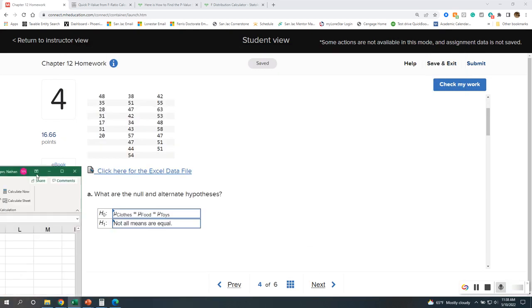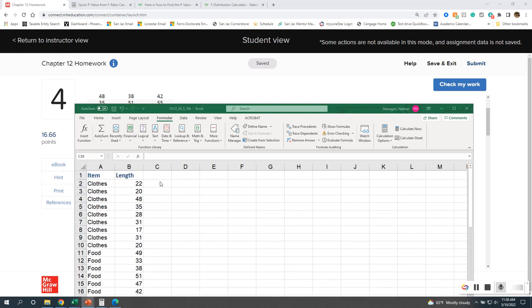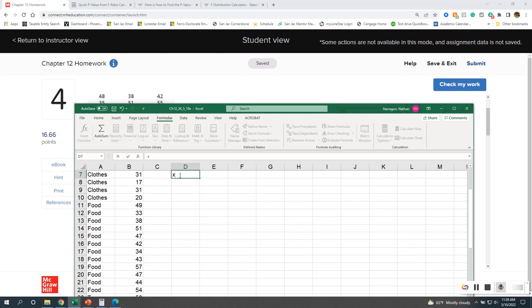Next, after we find the grand mean, we're going to find the SS total, which is the sum of x minus x grand bar, or grand mean. I'm just going to put x grand, and all of that squared.